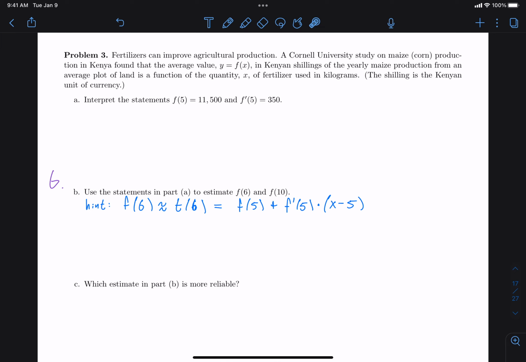So that means 5 kilograms of fertilizer and 11,500 plus 350. And then doing a 5.1 minus 1, something like that. F prime. I support this. I approve of this method. Something happens after this. The slope, right?